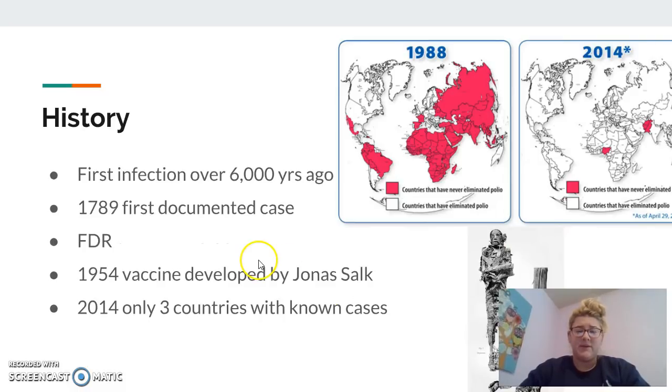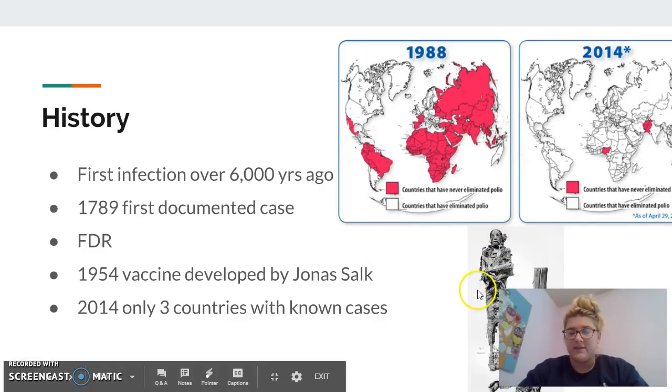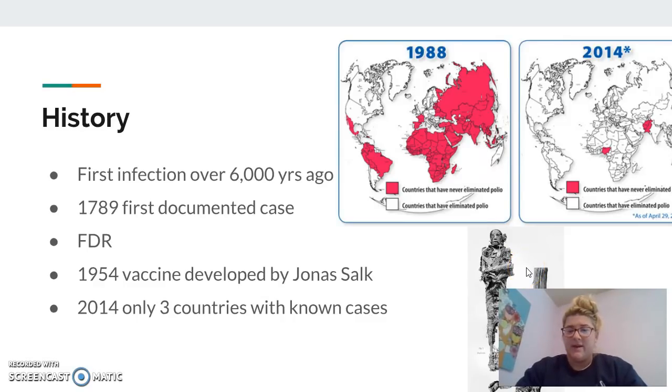So a little history. The first infection probably happened about 6,000 years ago, as people have discovered mummies in Egyptian ruins whose skeletons actually show signs of having polio. As you can see right here in this picture of the leg, the curvature is a very common trait with people who have contracted polio. 1789 is the first documented case, and it wasn't until 1954 that a vaccine was developed.